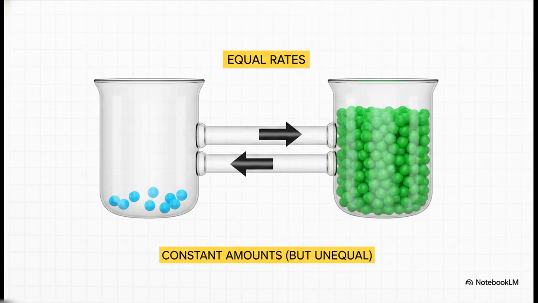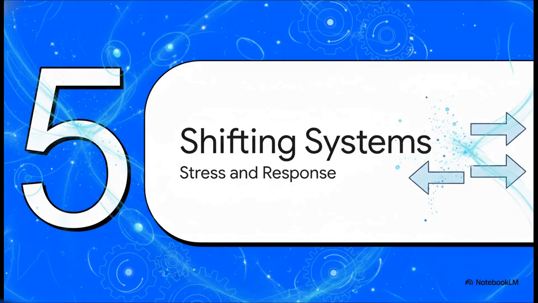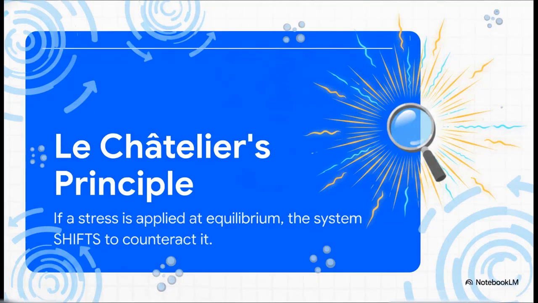So we have a perfectly balanced system. But what happens when we intentionally mess with it? And that takes us to our final section. Number 5, Le Chatelier's shifting systems, stress and response. This principle is basically nature's ultimate push and pull survival mechanism. Le Chatelier's principle states that if you apply a stress to a system at equilibrium, like if you poke it, heat it, or squeeze it, the system will shift its reaction to directly counteract whatever you just did. It constantly fights back to restore its balance.